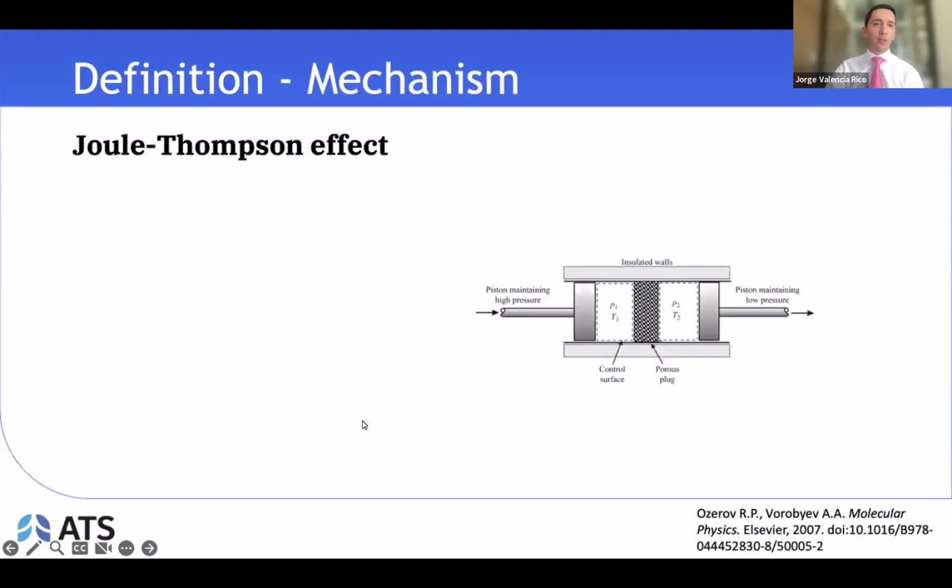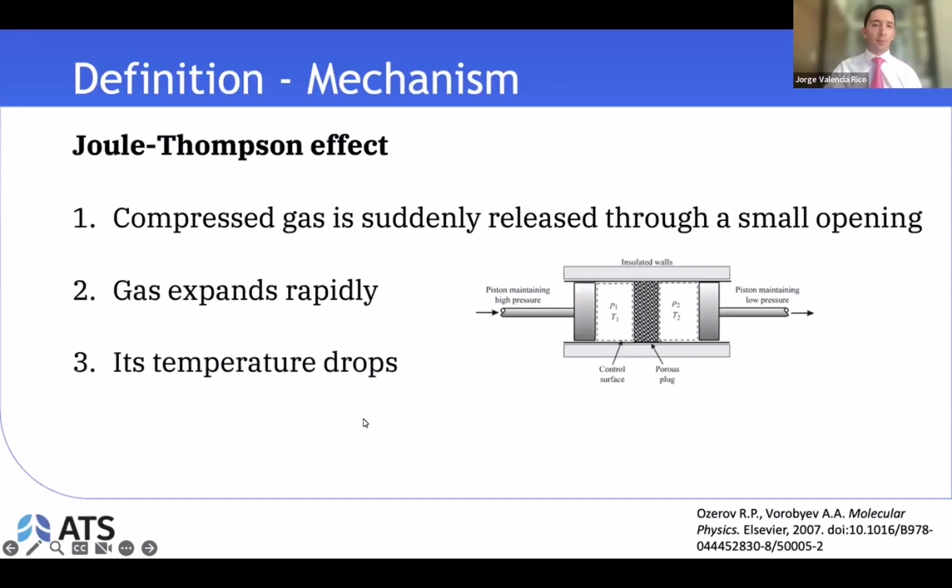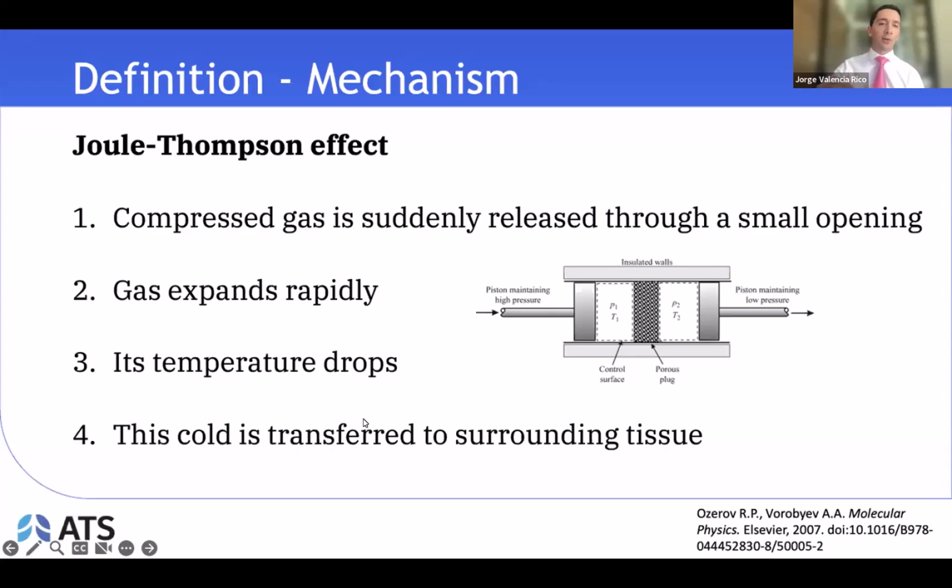How does this machine work? It's through the Joule-Thomson effect. On the left we have pressure 1, temperature 1, and on the right we have pressure 2, temperature 2, and these walls are insulated. So it's basically a compressed gas, in this case carbon dioxide or nitrous oxide, that will be on the left side, and that's released through a small opening. In our case, that would be the tip of the cryoprobe, and the gas expands rapidly. The temperature drops, and the cold that is generated is transferred to the surrounding tissue.